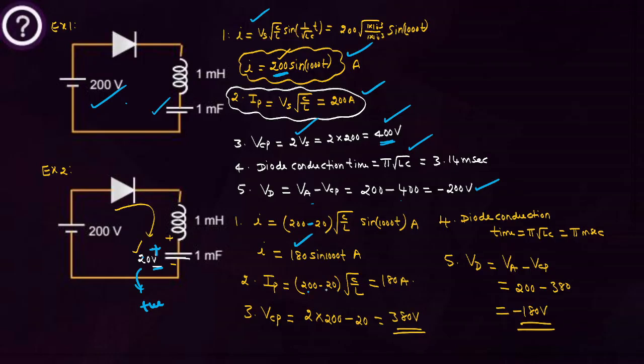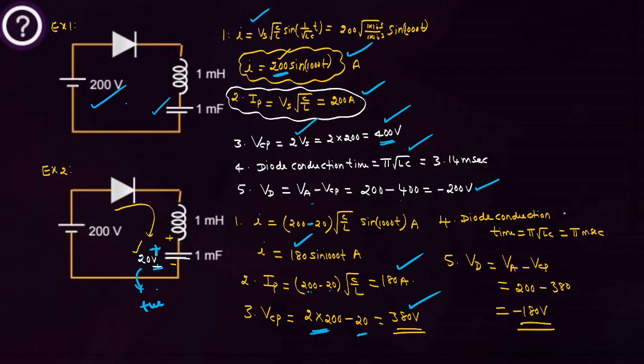Or you can calculate Vs minus V0. We are getting this Vs minus V0, remaining as it is. Then Vcp is actually 2 Vs. If positive is given, you subtract. It is actually 2 Vs without any initial voltage. But the initial voltage across the capacitor is positive, so 2 into 200 minus 20, we are getting 380.